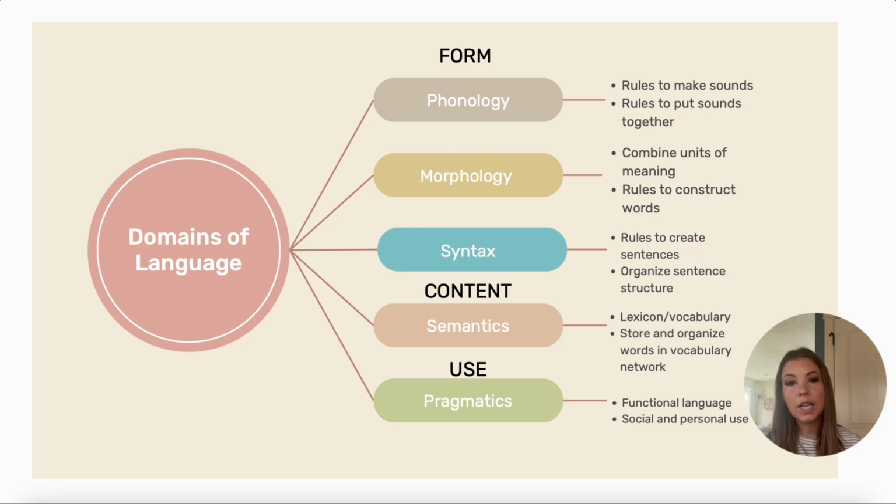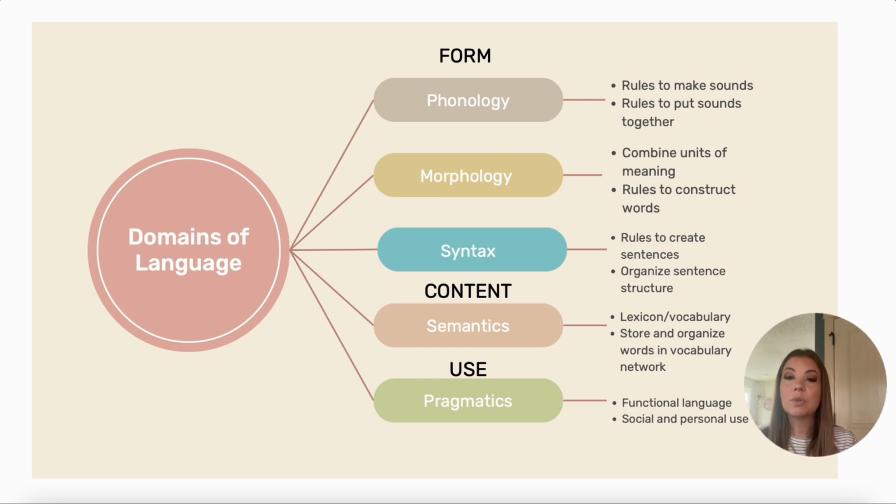Then we move on to content, and the component of content is called semantics. And another word for semantics is lexicon, which is just kind of a fancy word for our inner vocabulary network. So it's basically how we store the vocabulary that we have. So when we learn a new word, we store it in our lexicon or our vocabulary network, and that network is constantly changing and growing as we learn more words and more meaning of those words.